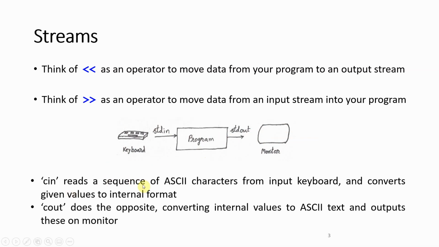Cin reads a sequence of ASCII characters from the input keyboard and converts given values to internal format. So whatever you read from the keyboard is converted into internal format and you can use it in your program when you read something from the user. Cout does the opposite: it converts internal values to ASCII text and displays it on the monitor or exports it to a file.